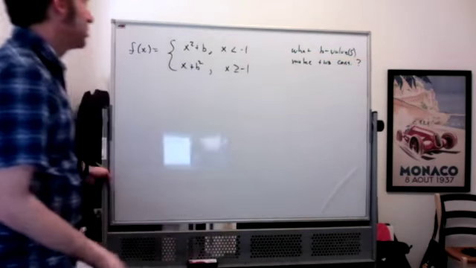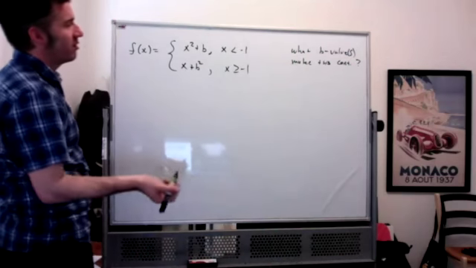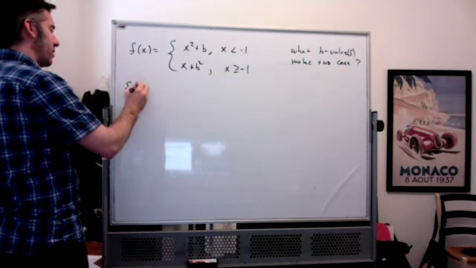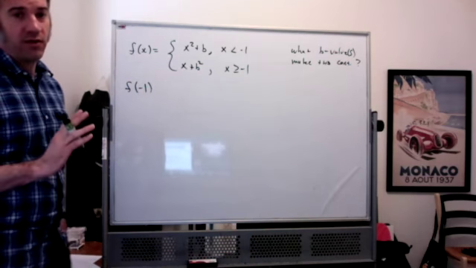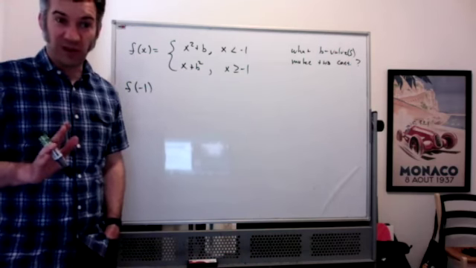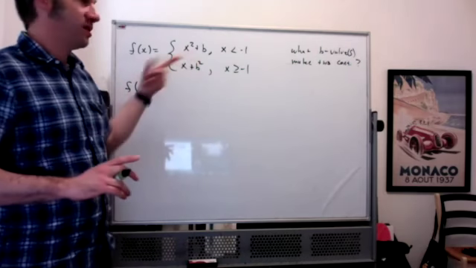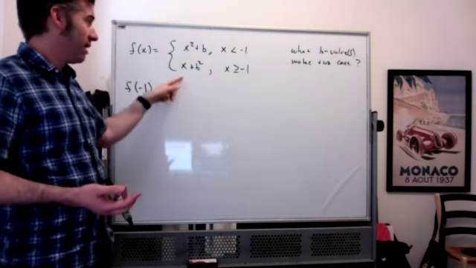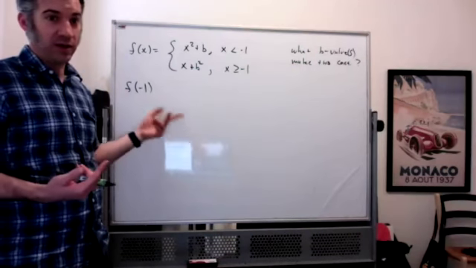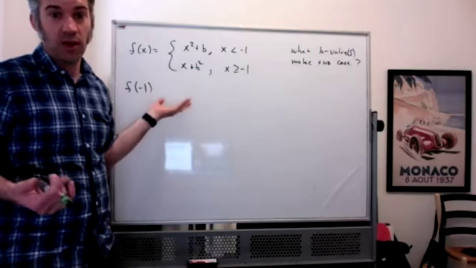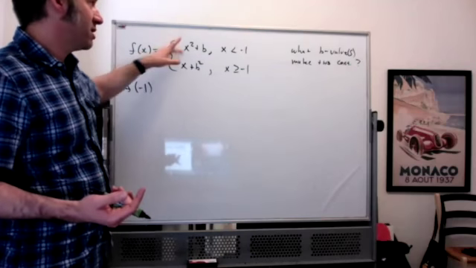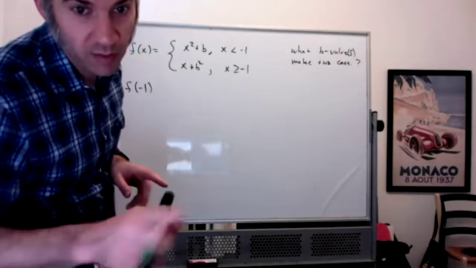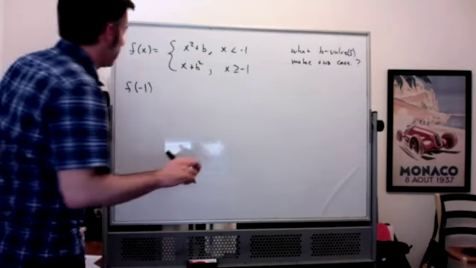Although it's not super necessary here, I still like to look at f of negative... oh, I should point out, this function is clearly continuous everywhere except for -1. X squared plus a constant is definitely continuous, right? It's a quadratic, it's a polynomial. X plus b squared, that's a linear function, right? It's x plus some number squared. So both of these are continuous everywhere except for where they possibly change from one to the other.